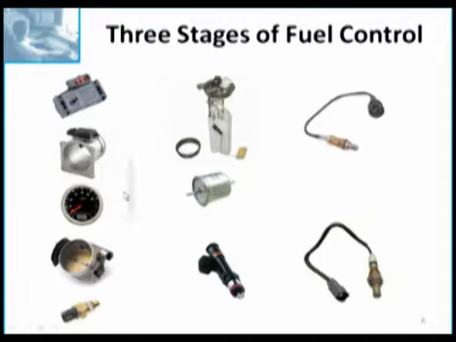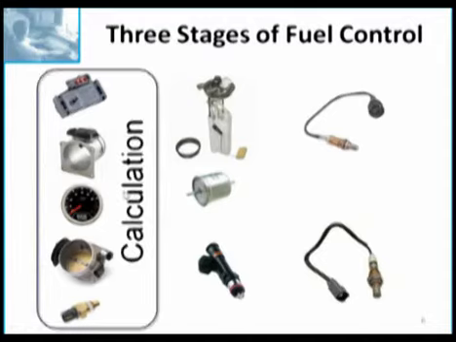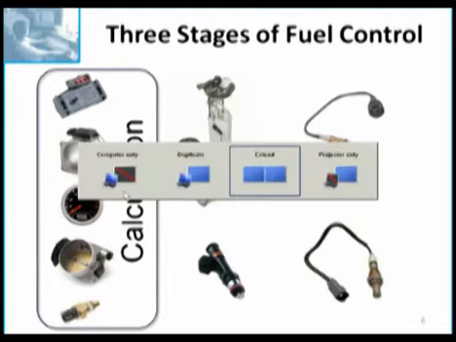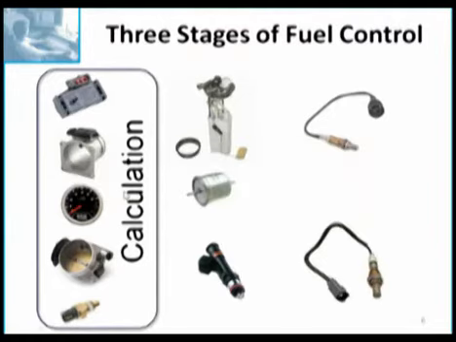So first of all, the first stage I want to look at is the calculation stage. This is where the basic pulse width of the fuel injector gets calculated. Now, the first thing we've got to do is determine, are we dealing with a speed density car, which uses a MAP sensor, or a mass airflow car that uses a mass airflow sensor, because we're going to have to think differently about each of those systems.